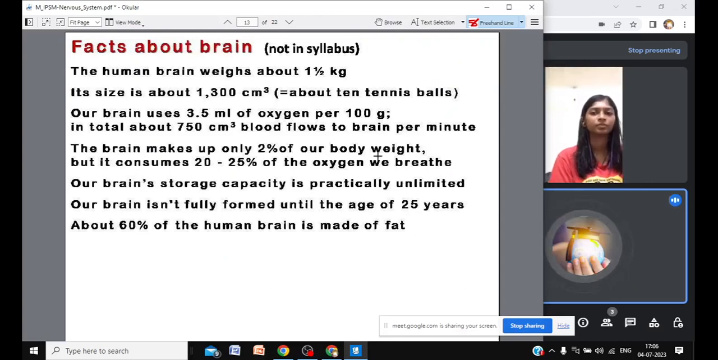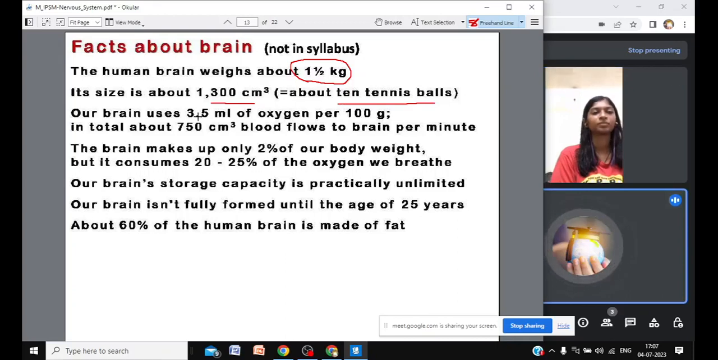Now some facts about the brain. These are not in the syllabus, but this is for those who are interested. It is not in the book, but it is extra information if they want. The brain weight is about 1.5 kg, 1300, 1400, 1500 grams. The size is about 1.3 liters or 1300 cubic centimeters. That will be about the size of 10 tennis balls.